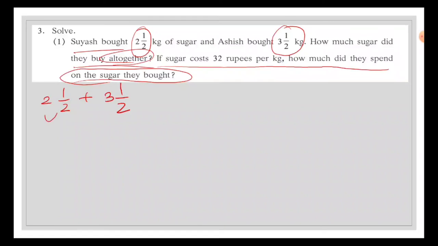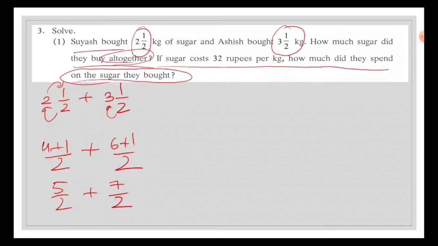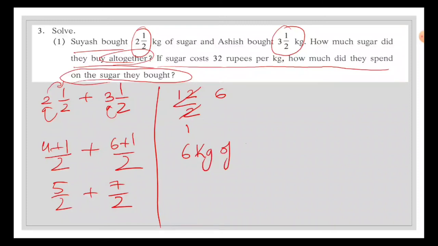Okay, so we have to multiply it with 2, 2 2s are 4, and add 1, plus 1 upon 2. Then 3 2s are 6 plus 1 upon 2. This becomes 5 upon 2 plus 7 upon 2. The denominator is same, our work is easy. So 5 plus 7 will be 12 upon 2, that is 2 6s are 12. So 6 kg of sugar they bought together.